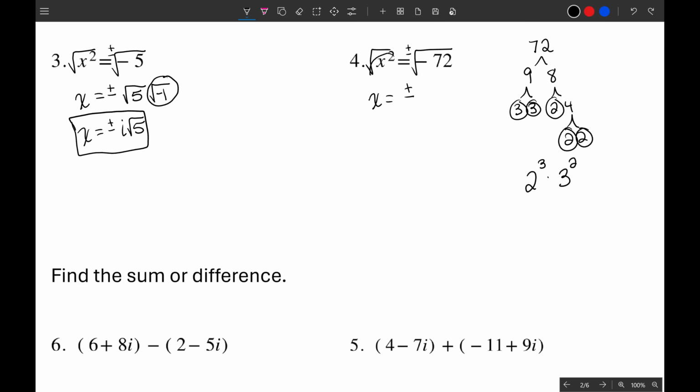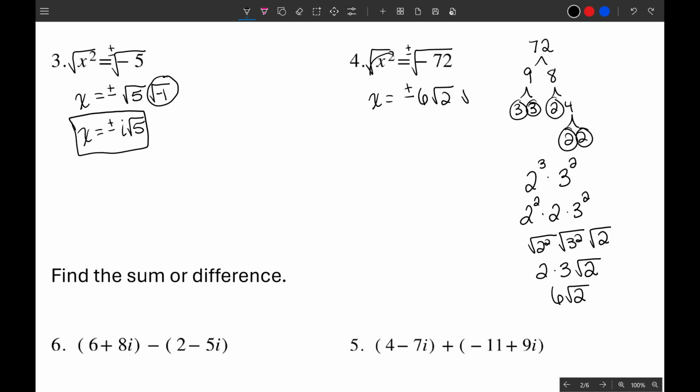Now the 3 squared is a perfect square, but 2 to the third is not. So I'm going to use 2 of those. I will leave a 2 left over, and then I have my 3 squared. So I have the square root of 2 squared times the square root of 3 squared times the square root of 2. The square root of 2 squared is 2. The square root of 3 squared is 3. And then I still have that prime number 2 left underneath the root. 2 times 3 is 6. So I've reduced the square root of 72 to 6 square roots of 2.